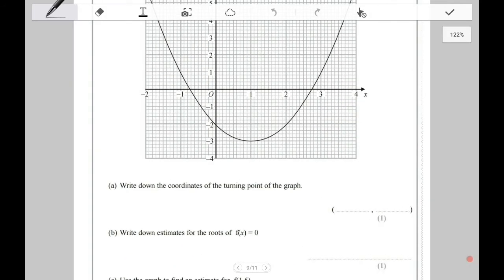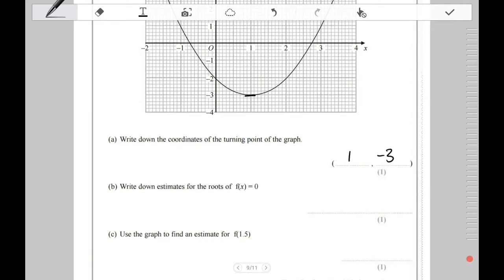Well, we can see the turning point of the graph is this point here, because it's pretty straightforward. It's turning there. It's where the gradient is 0. Write down the coordinates of the turning point. So we'll start off with the x-coordinate, which is 1, and the y-coordinate, which is -3.